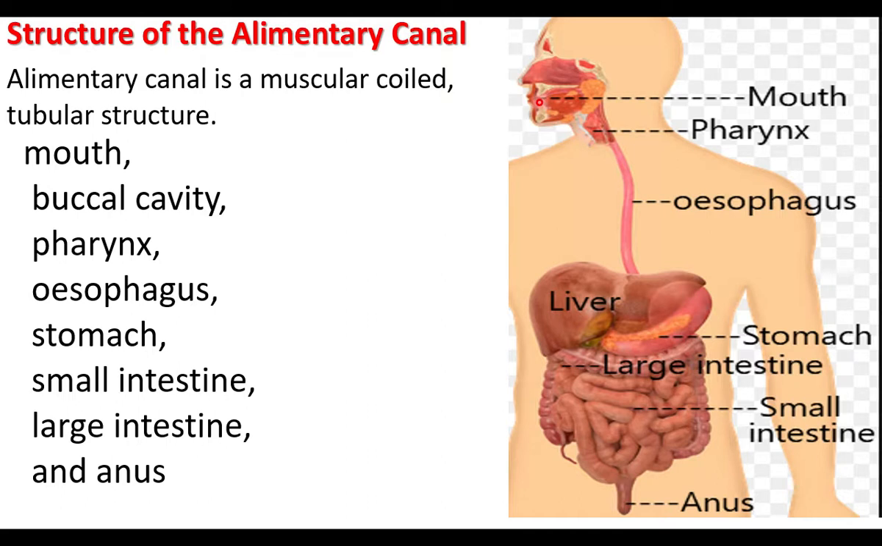The mouth is an opening. It leads to the mouth cavity. The mouth cavity is followed by the pharynx. The pharynx leads to the tube called the esophagus or food pipe. The esophagus opens into the stomach, a bag-like structure. The stomach is followed by the small intestine. That is followed by the large intestine. At the end, there is the anus.